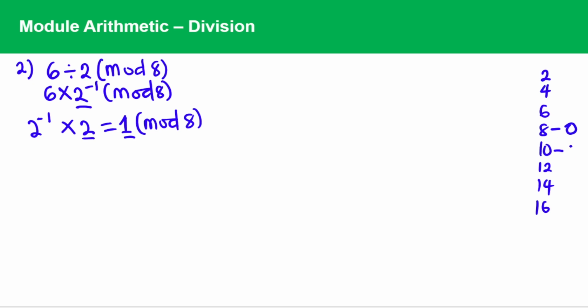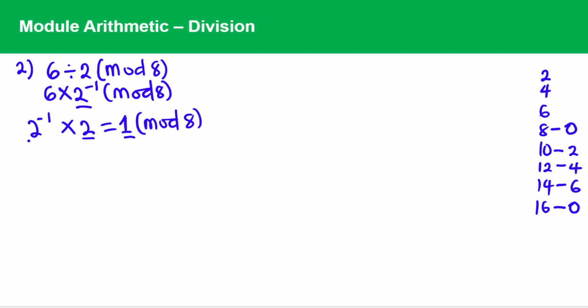10 divided by 8 will give us a remainder of 2. 12 divided by 8 will give us a remainder of 4. 14 divided by 8 will give us a remainder of 6. And 16 divided by 8 will give us a remainder of 0. So you see we are back to 0. So we'll keep having 0, 2, 4, 6, 0, 2, 4, 6. So we will never get a remainder of 1 in mod 8.